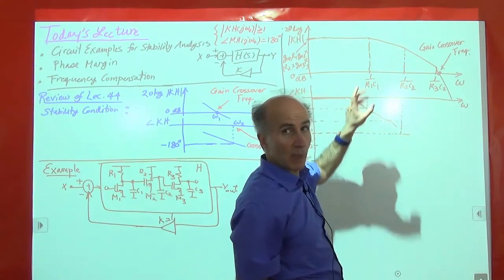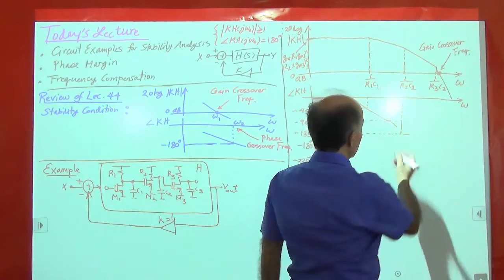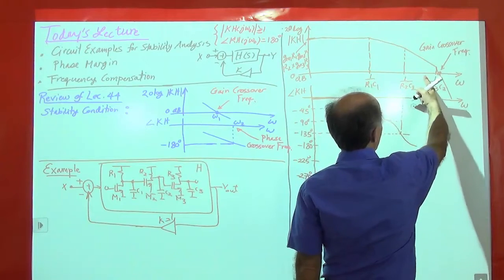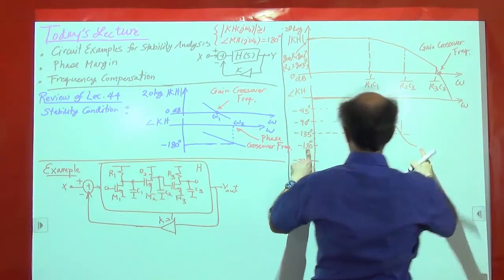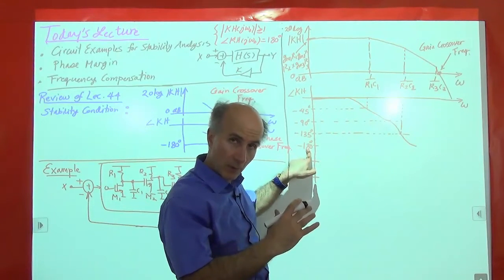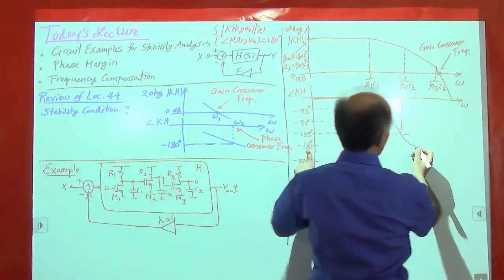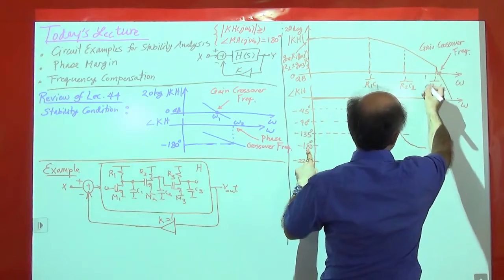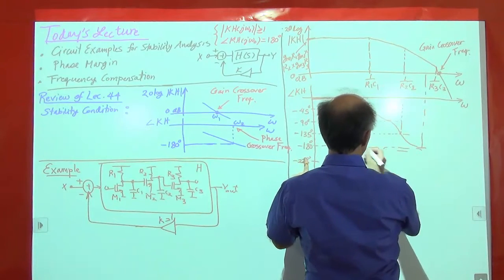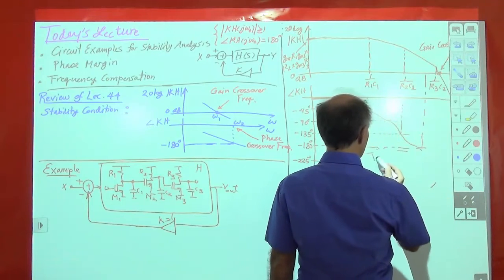We got minus 90 from the first one, minus 45 from the second one. So we have reached minus 135. We continue, and at 10 times this frequency, we are approximately at minus 180. Minus 90 from the first pole, minus 90 from the second pole. So here is where we are, at minus 180. And then for the third pole, same situation happens.